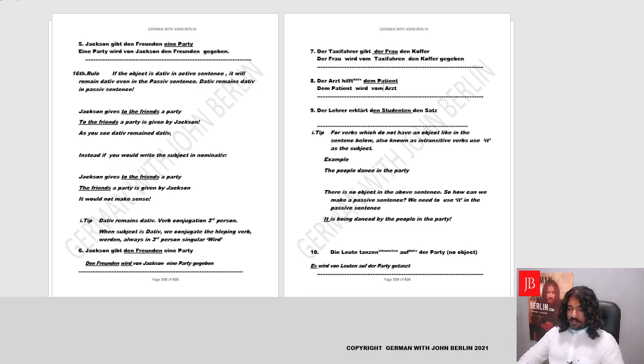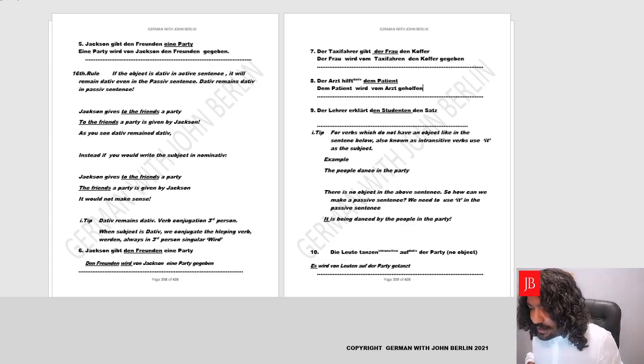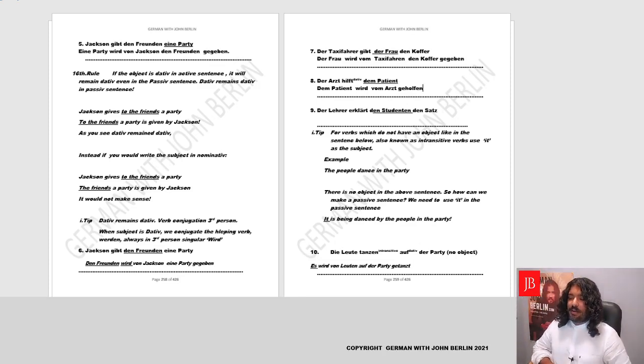Geholfen. The verb to help is helfen. In perfect form, you add a GE, and it's then geholfen. Dem Patient wird von dem Arzt geholfen. To the patient, help is being given by the doctor.